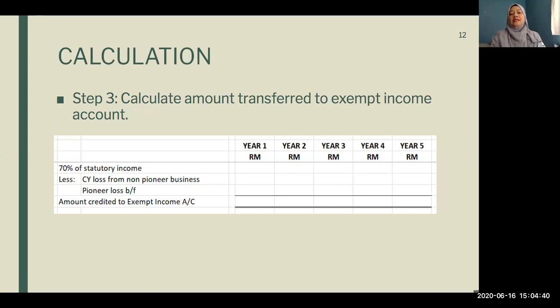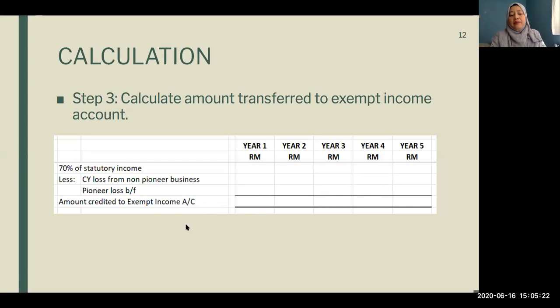So how to compute this exempt income account is that, remember the 70% SI, the one that I showed just now, right? Minus current year loss from your non-pioneer just now that I showed you. And if you have any pioneer loss brought forward. So it means that if in any year your pioneer business is making adjusted loss rather than having adjusted income, they have an adjusted loss. So statutory income is nil. Alright. So adjusted loss too is from where? From the promoted business, from the pioneer business. So the loss is actually set off here, pioneer loss brought forward, right?